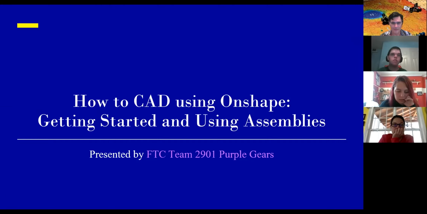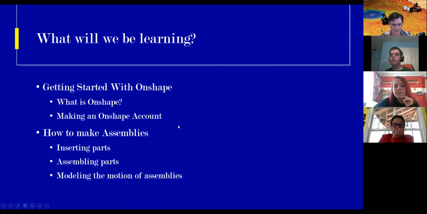So the first thing is we're going to go over what we're going to be learning today. In general, it's basically going to be how to do most of the things we do in Onshape. A lot of teams don't use a lot of custom parts because they don't have access to manufacturing. So we're mainly going to be talking about assemblies today and also how to make an account. We'll talk about what Onshape is, how to make an account, and then in terms of assemblies, how to get parts into those assemblies, assemble them into larger mechanisms, and how to make those mechanisms have more accurate motion.